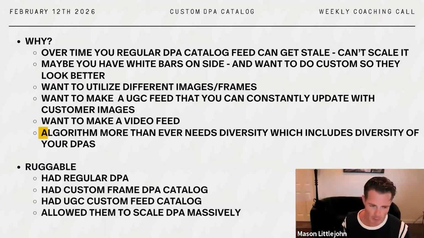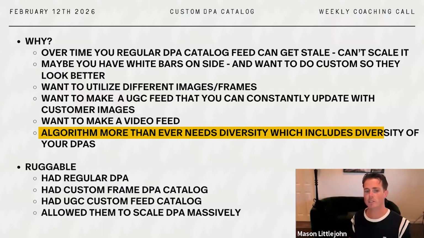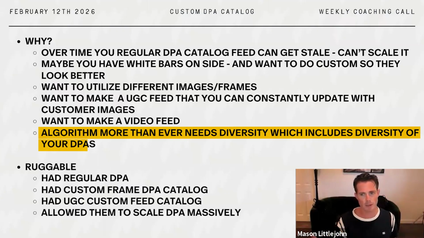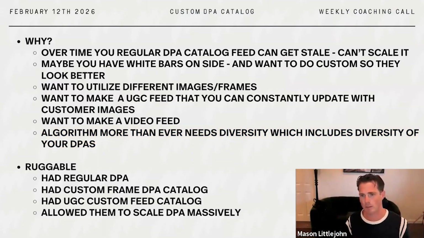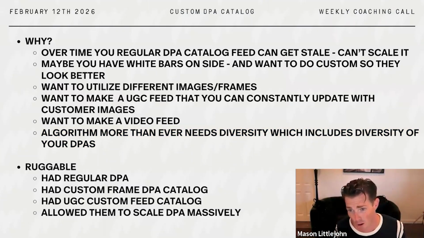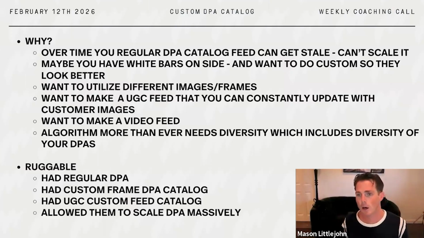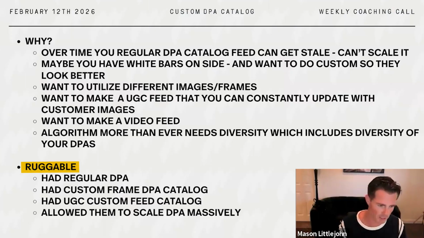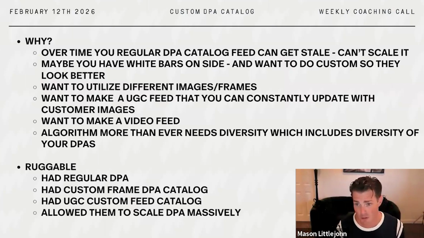And then yeah, like I already mentioned, the algorithm more than ever needs diversity, which includes diversity of your DPAs, right? Just running the same old DPAs is only going to get you so far. If you want to continue to scale with DPAs, you have to make some custom ones. And there's a lot of room to go there. There truly is. So giving you a real life example of Ruggable, for those who don't know, I worked there 6 years, scaled them to hundreds of millions of dollars a year.